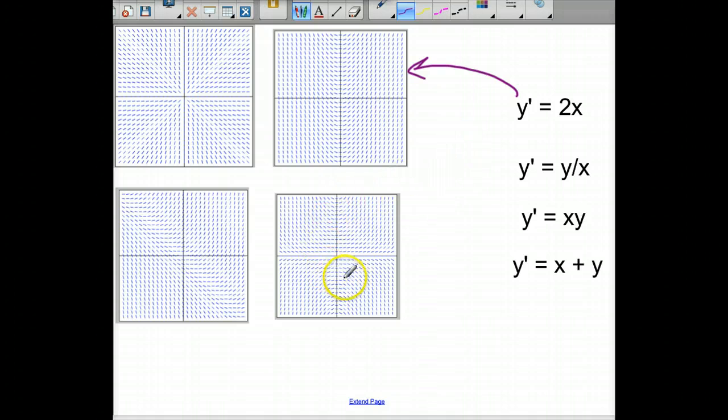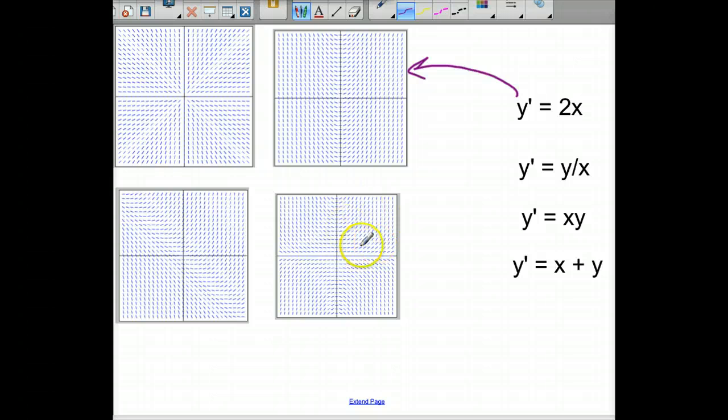Okay, we've got to find which one goes with y divided by x, or x times y, or x plus y. The times are sometimes easier because you can just look at the ordered pairs and look at the quadrants and think about the sign, like positive or negative. So if we have x times y and we're in the first quadrant, a positive times a positive would be a positive. So which graphs in the first quadrant have positives?